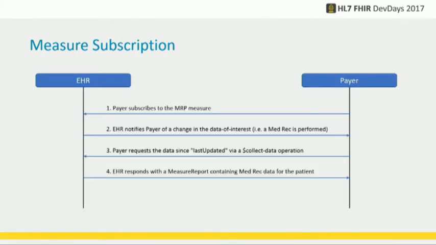So the idea is that the payer would subscribe to an MRP measure. The EHR notifies the payer of a change in the data of interest, so a MedRec is performed, and then the subscription is fired. Then the payer requests the data since that last update via the collect data operation. Right? They actually can pull that information. And then the EHR responds with a measure report containing all the MedRec data for that patient.